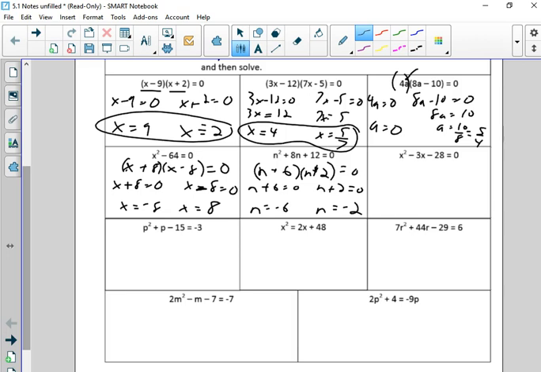I'll do this one because it's negative. I need two numbers that multiply to give me 28 that differ by 3 because it's a subtraction. 7 and 4. Since this is negative, I want my 7 negative, my 4 positive. X minus 7 equals 0. X plus 4 equals 0. So x is 7 and x is negative 4. It's nothing new, guys. It's just one more step.